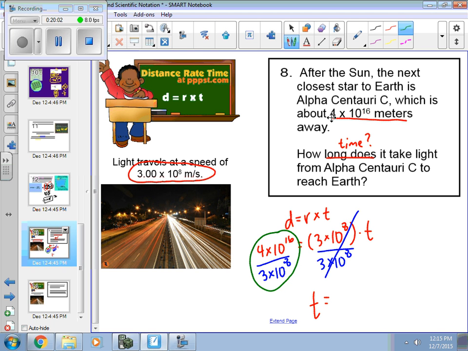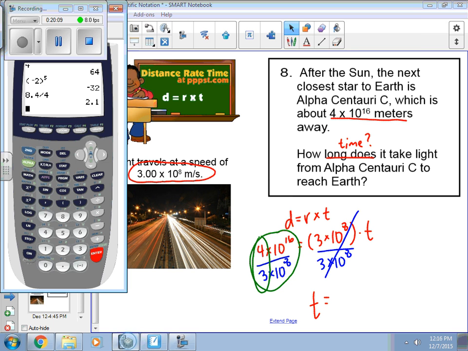So our answer here for time should be whatever we get when we make this division. Well, let's do the same thing we just did on the last problem. Let's divide our numbers. So let's divide 4 and 3. So if we take 4 divided by 3, it's about 1.33333.